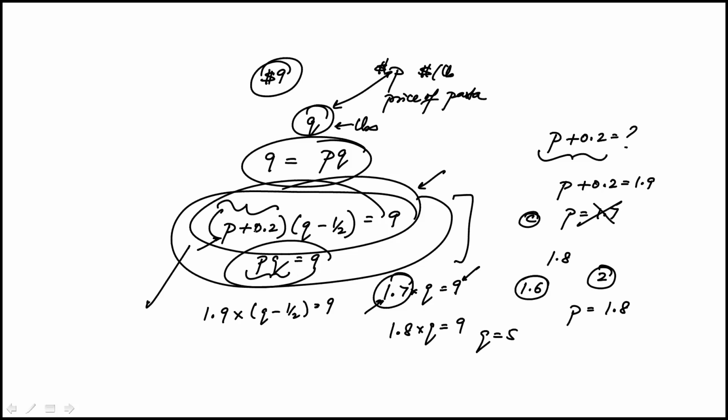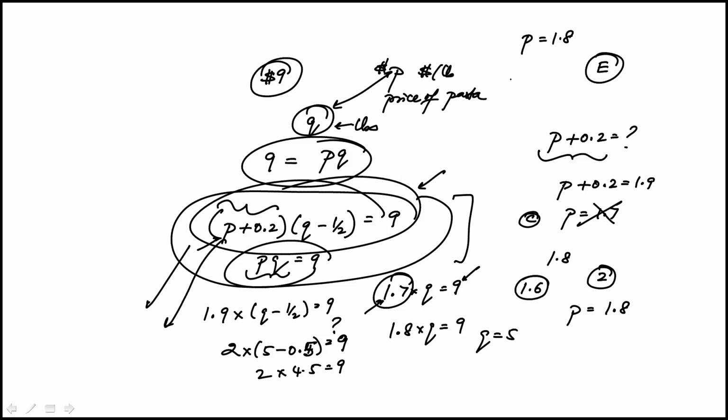Actually, no, I have to go back to that one, which is 2 times 5 minus 0.5. Is that equal to 9? And you'll see 2 times 4.5 is indeed 9. So the answer is actually E. And P here is 1.8. So let me just write down the answer. 1.8 times 5 is 9. And then P plus 0.2 times 5 minus 0.5, which is 2 times 4.5, is also 9. So the answer is E.